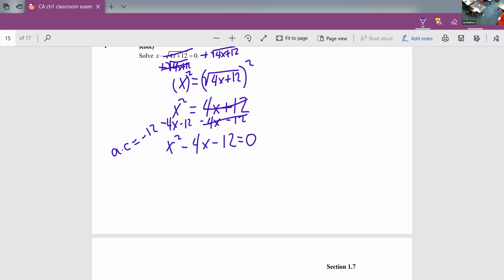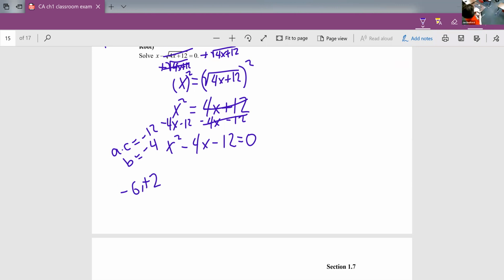What's my b? Negative 4. Okay, so talk to me about signs. If I multiply and get a negative 12, what do I know about signs? They're different. So one's going to be negative and one's going to be positive. So now, can you think of a pair of numbers? You multiply to get negative 12, you add to get negative 4. I think if I use 2 and 6, which one needs to be negative? The 6. So negative 6, positive 2. And I double check, that does look like it would work.